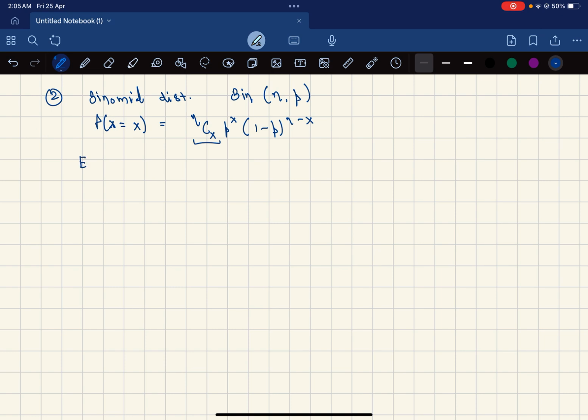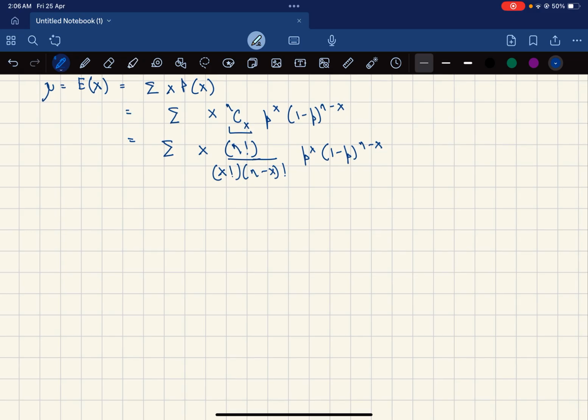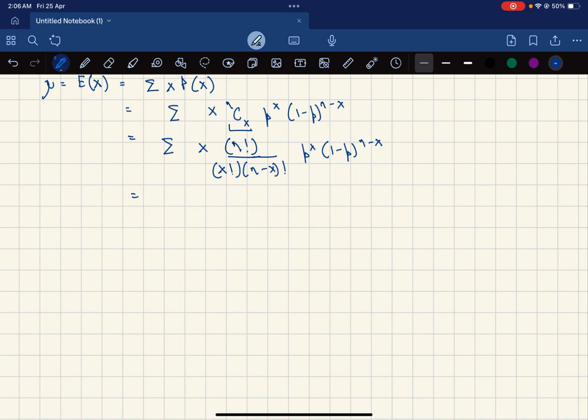Now the expected value or the mean of the random variable is calculated as summation of x p(x). This can be written as summation of x nCx p raised to power x, 1 minus p raised to power n minus x. Now this could be written as summation of x, so we just open this combination operator using the formula. It is n factorial divided by x factorial, n minus x factorial, p to the power x, 1 minus p to the power n minus x. This could be written as, so we basically take one n out here and one x out here.